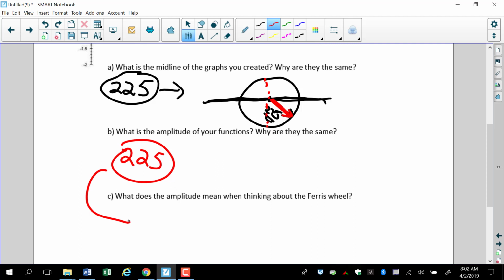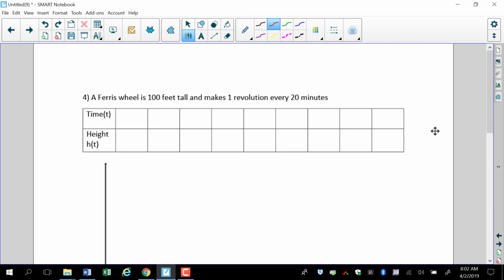So hopefully that makes sense. Hopefully I make that connection. We'll do a quick problem here.